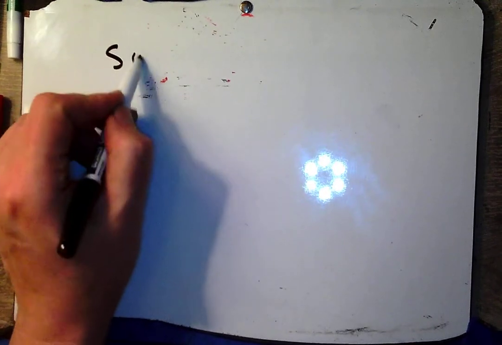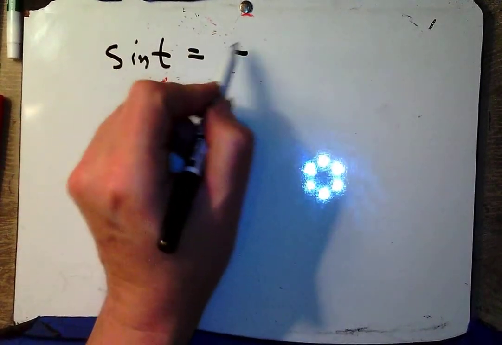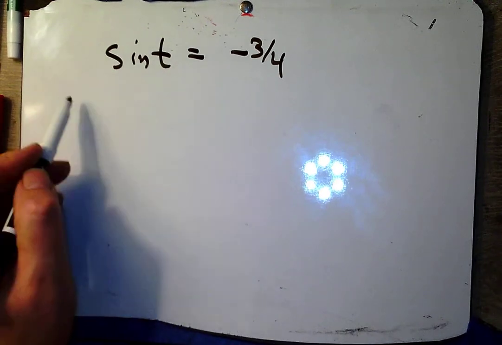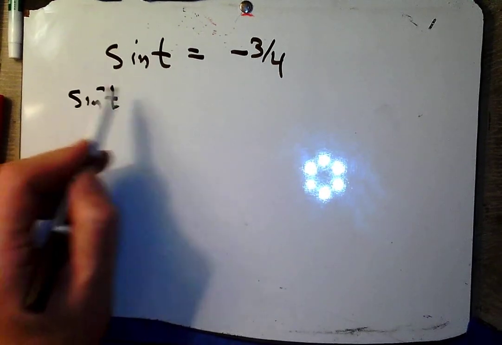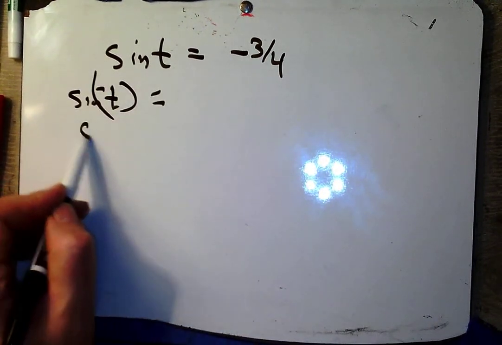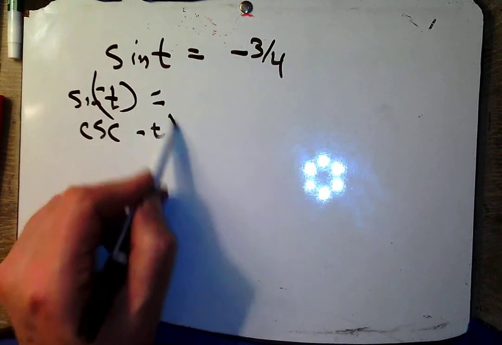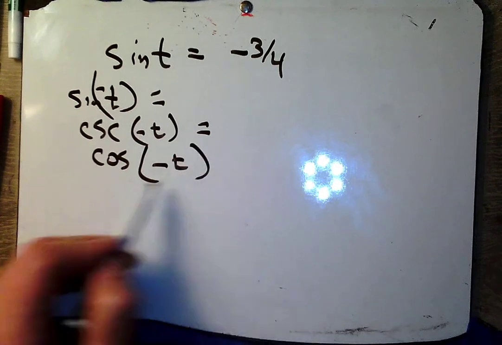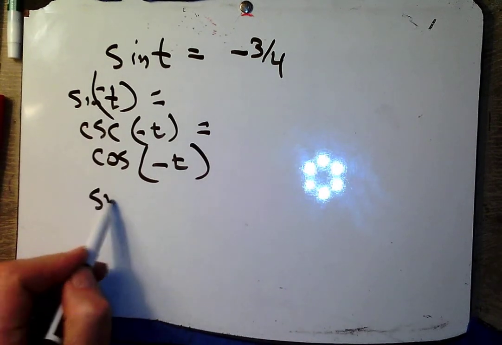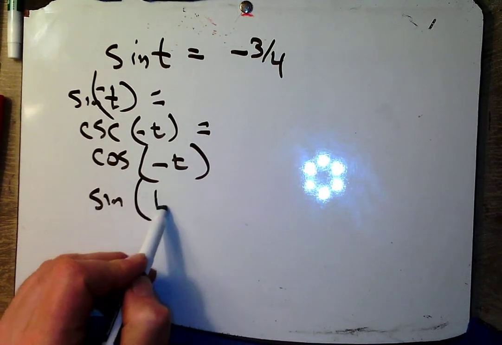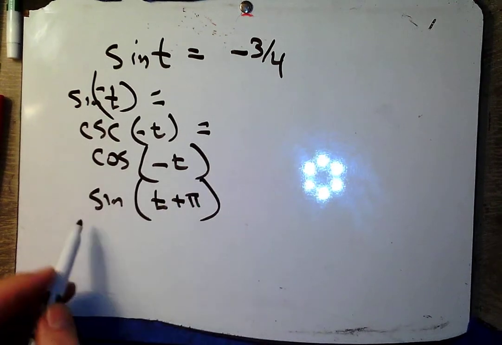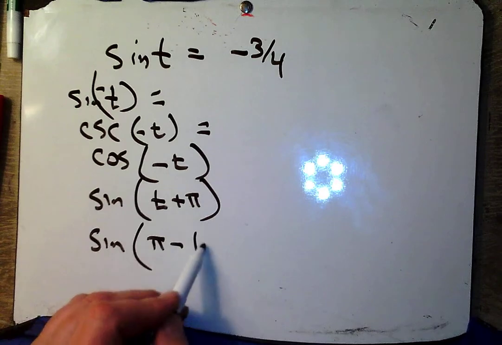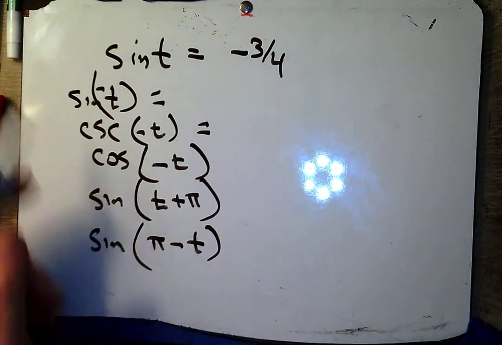So why don't we say that the sine of t is negative 3 over 4? And let's try these questions. Sine of negative t, cosecant of negative t, cosine of negative t, sine of t plus pi, and sine of pi minus t. Okay, let's see if we can do these.